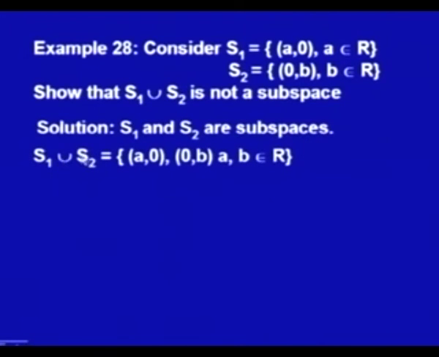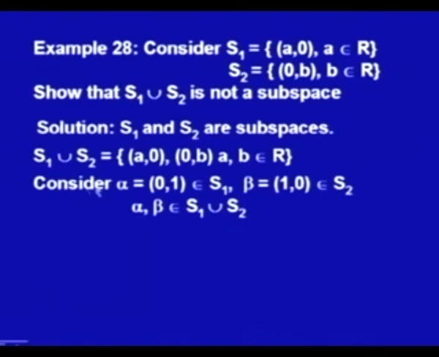Let us consider what is S1 union S2. S1 union S2 is all vectors which are either of the form (A, 0) or of the form (0, B), and A, B belong to R. So, all these types of vectors belong to S1 union S2. Now, for this we consider alpha as (0, 1) belonging to S1. Here I am taking B equal to 1. Beta is equal to (1, 0) belonging to S2, 1 is A. Now, alpha, beta belong to S1 union S2.